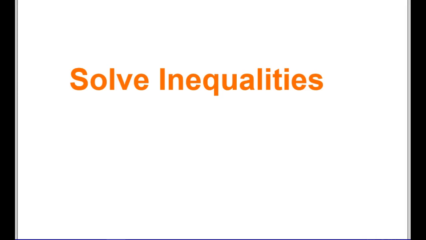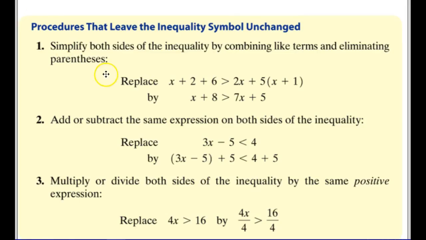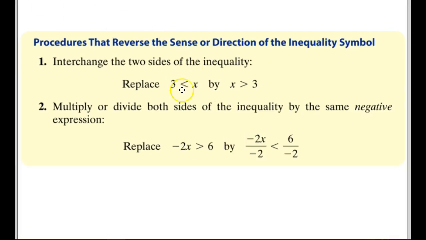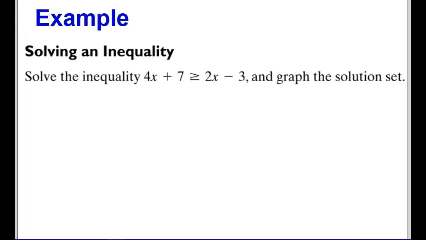So now we're going to solve some of these inequalities. What we always want to do is simplify both sides as much as we can. Eliminate parentheses, combine like terms. Then our goal is to get all of the x's to one side and all of the other terms to the other side by adding and subtracting and then multiplying or dividing. The only things that change the direction of the symbol are if I switch all of the pieces, or if I multiply or divide by a negative. If I multiply or divide by a negative, the sign direction has to change. Okay, so now let's try one.